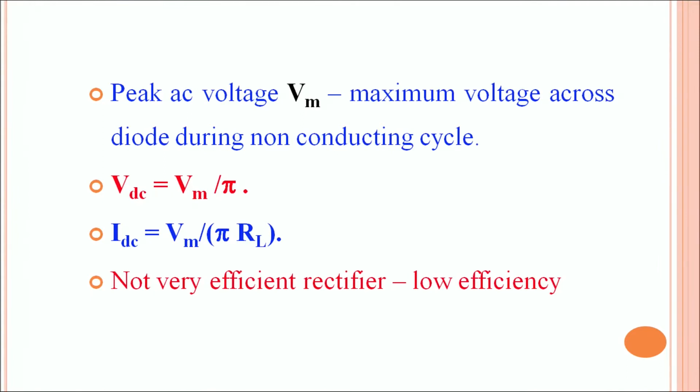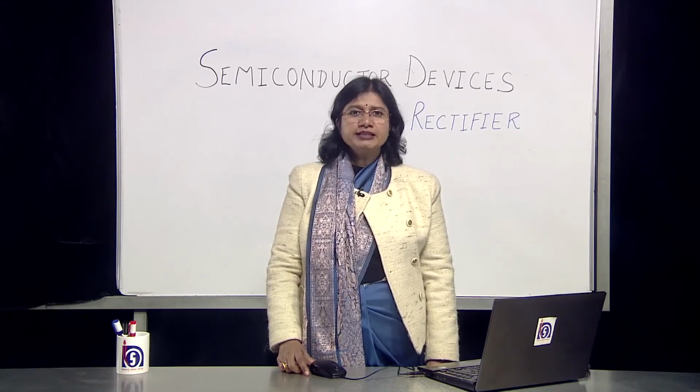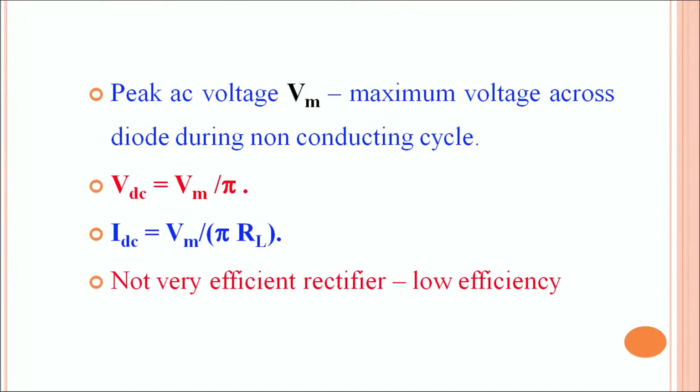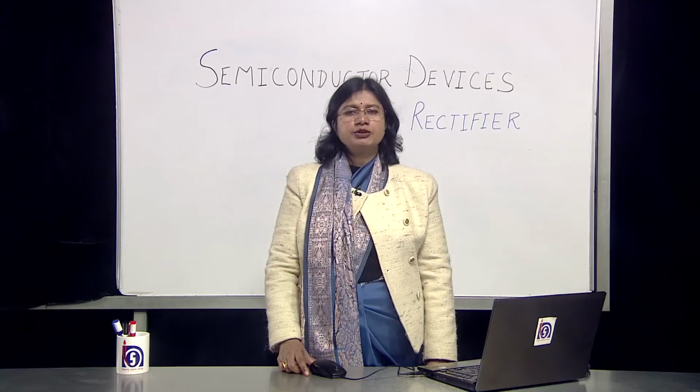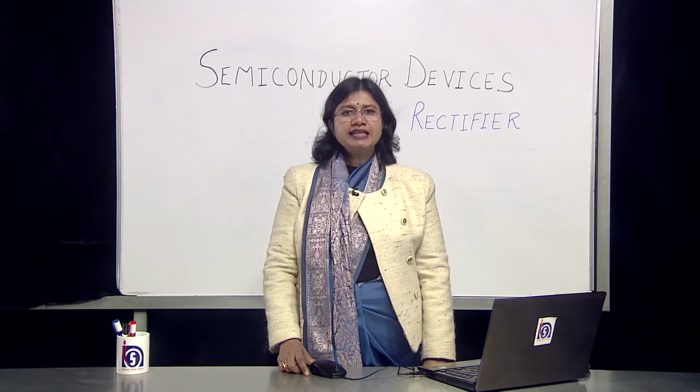It has a very low efficiency because half of the energy is blocked or does not pass through the diode. Thus, a half wave rectifier is rarely used because it is not an efficient device. To improve upon a half wave rectifier, the next thing we do is to have a full wave rectifier. Let's understand the working of a full wave rectifier.